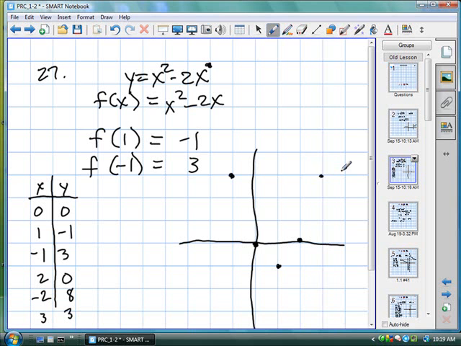So when there is no symmetry, don't give up. Plot a couple points, see if you see any patterns. On you go.